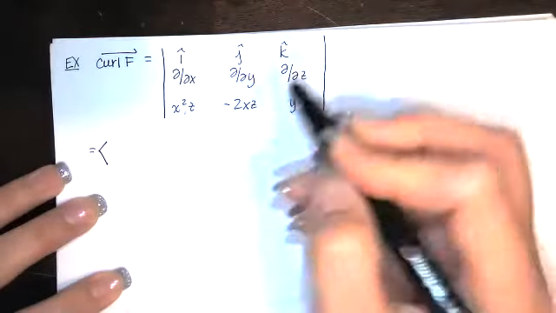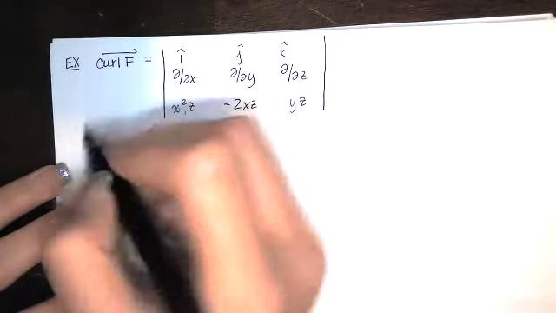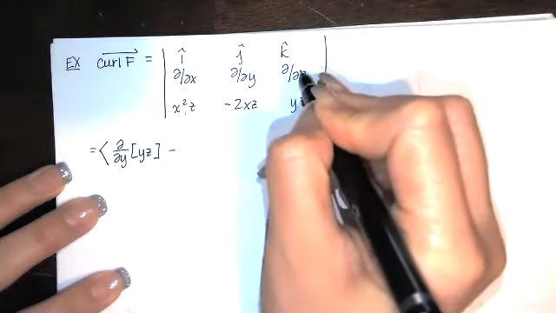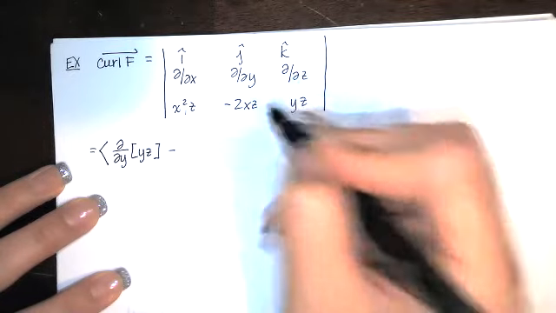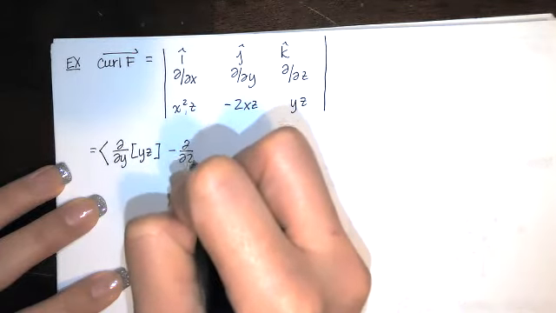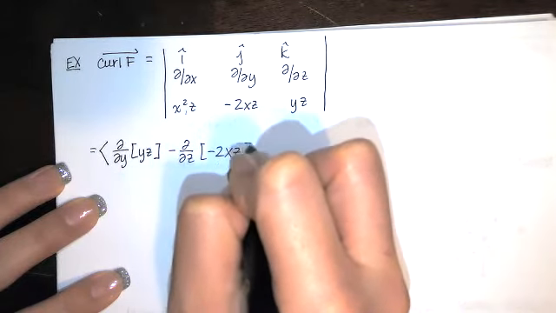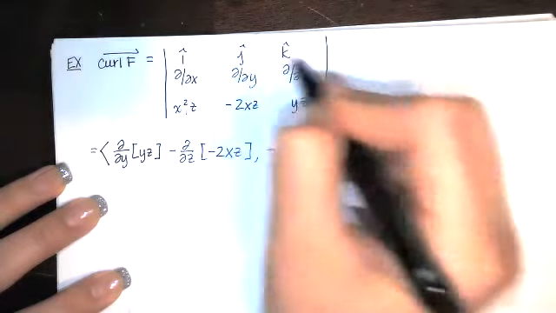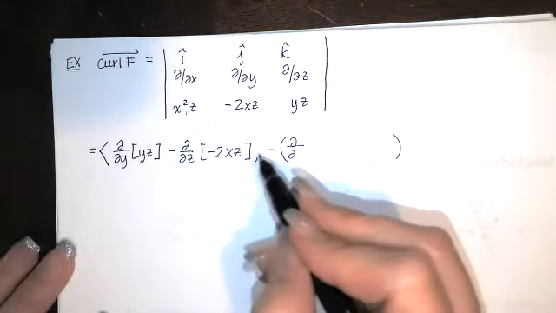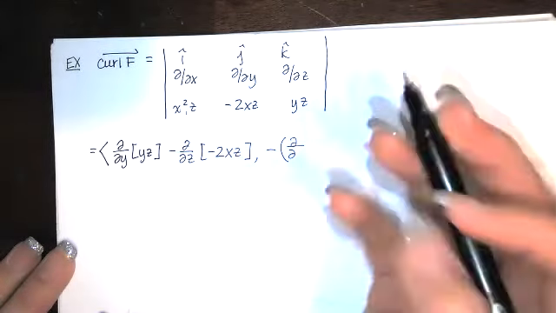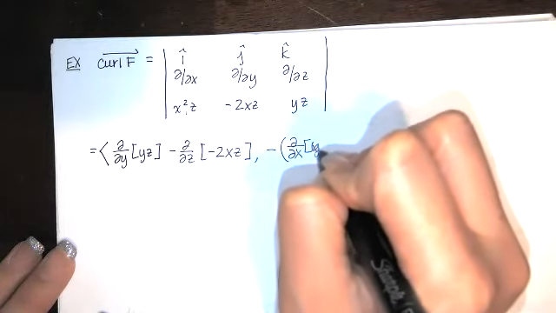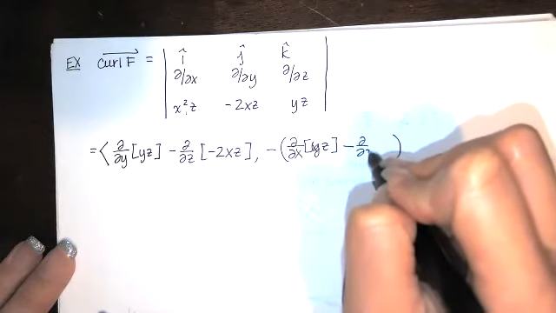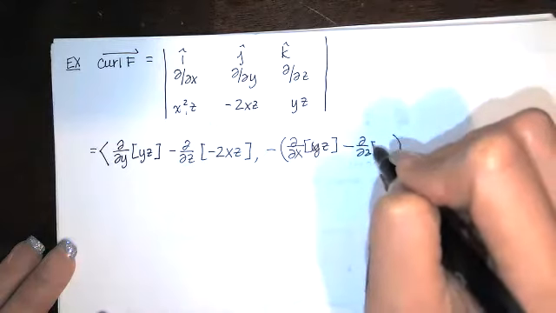So I cross out this row and this column, and then I take the partial with respect to y of yz. And then I subtract the partial of negative 2xz with respect to z. Then we cross out the row and column containing j hat. Don't forget the minus. Then we do the partial with respect to x of yz. And we subtract the partial with respect to z of that diagonal entry, x squared times z.